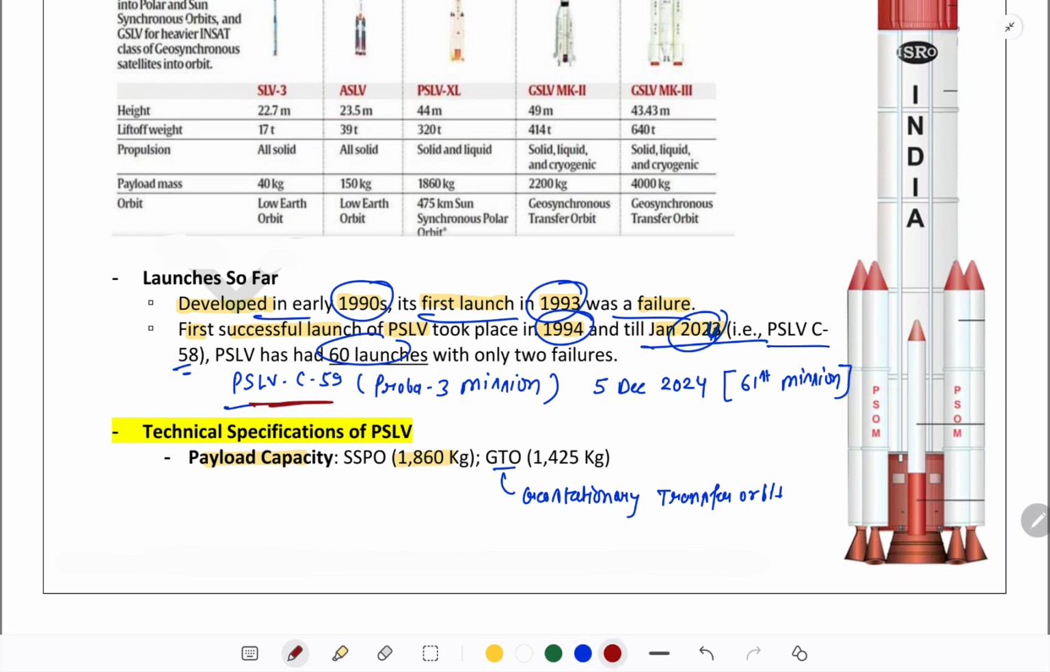So this is PSLV C59, the 59th in the series, and the mission was the Proba 3 mission. It will launch on the 5th of December 2024. It was the 61st mission, but it is numbered 59 here because 2 were culminated into failure. The payload capacity I have talked about.